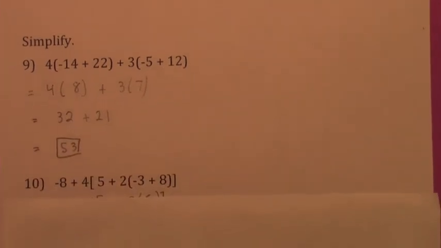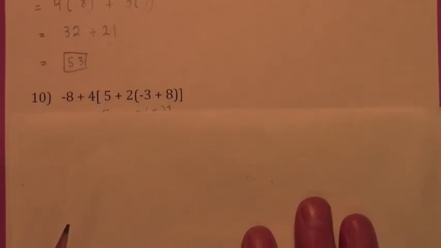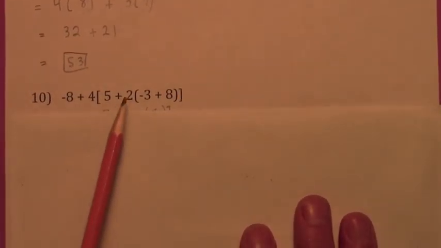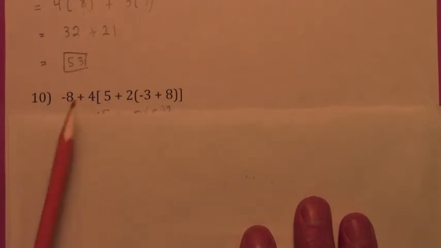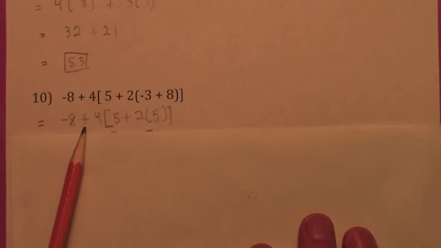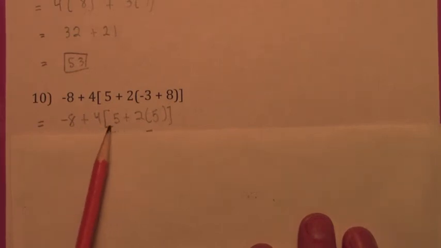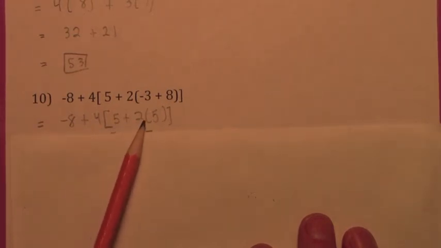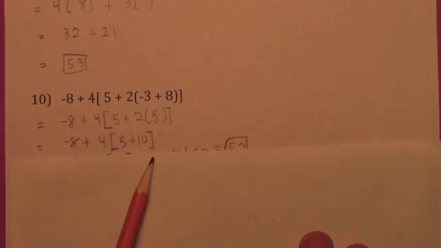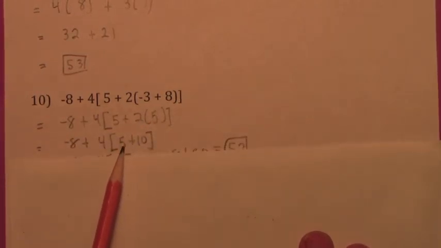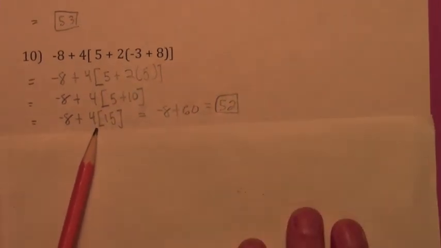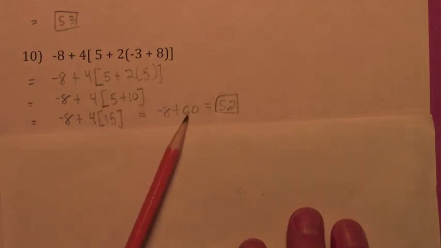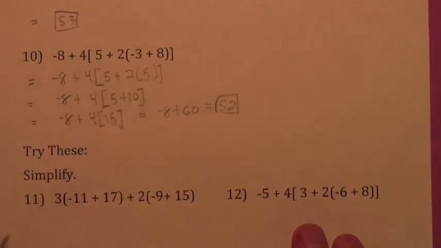Okay, let's do this one. Let's do one more, then I'll give you some to try. How about that? Here we look inside the innermost parentheses and you get negative 3 plus 8, which equals 5. Write the whole problem down. Make sure you don't drop a negative sign. Then you look inside the square brackets, you see 5 plus 2 times 5. Let's do the multiplication, it becomes a 10, right? Then we're going to add inside the square brackets, so we're down to here, negative 8 plus 4 times 15. Well, what we do next is we do the multiplication, get 60, and then negative 8 plus 60 is 52.